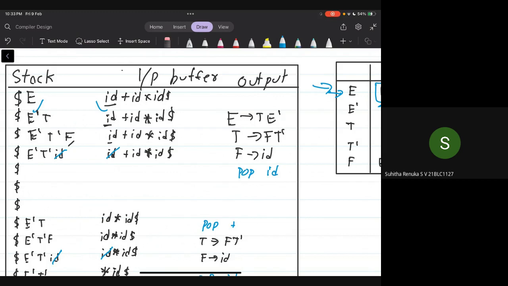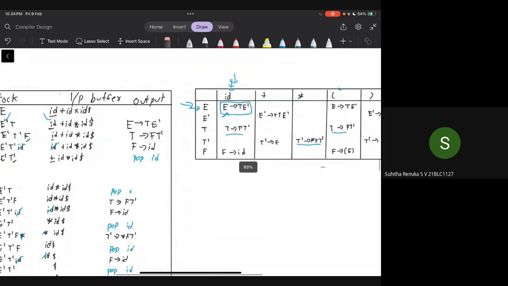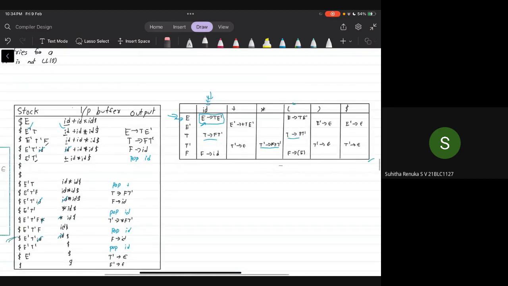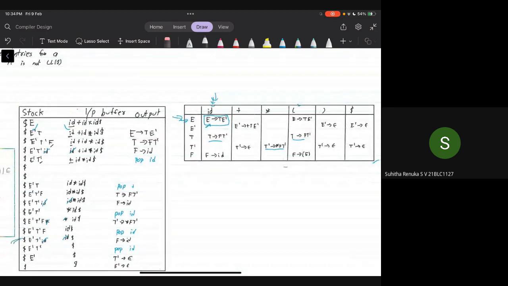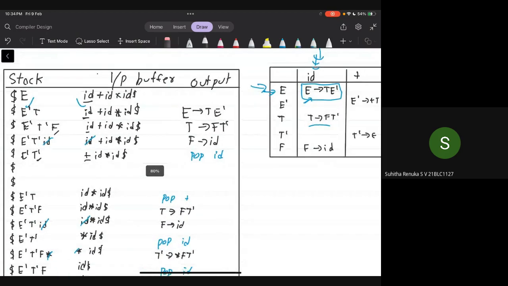Okay. Now you can write the same thing here. E dash, T dash, plus ID star ID dollar. Now check for T dash and plus. What is it? T dash goes to epsilon. It can be nothing also, no? No, it can never be nothing. If it is nothing, then it's an error. You have done it wrong then.